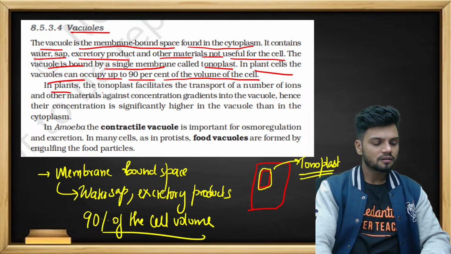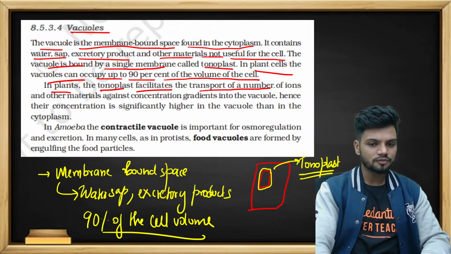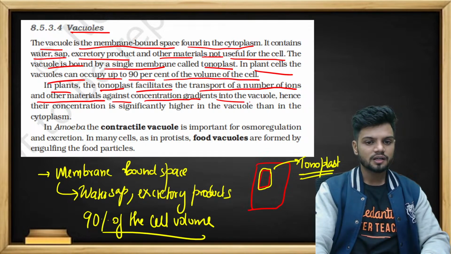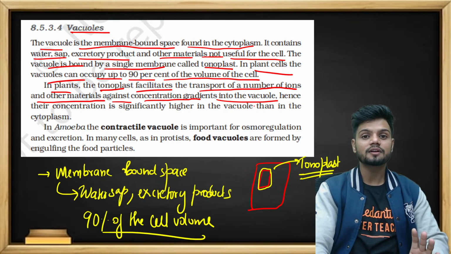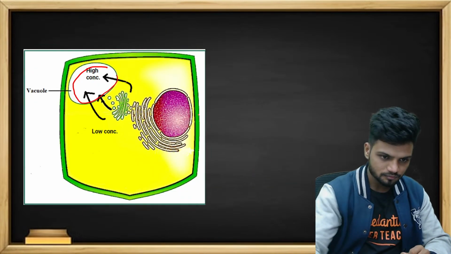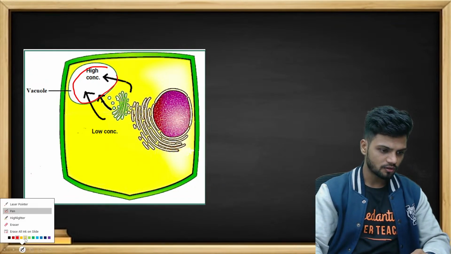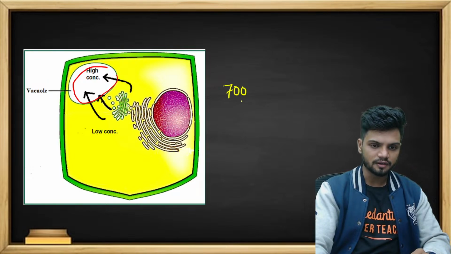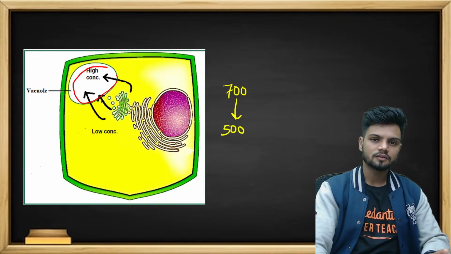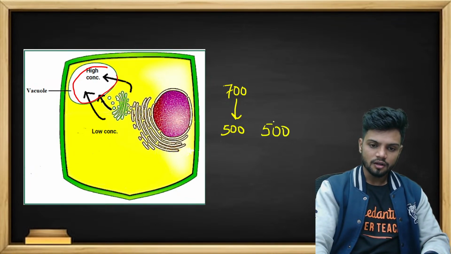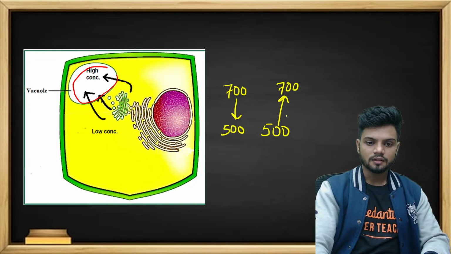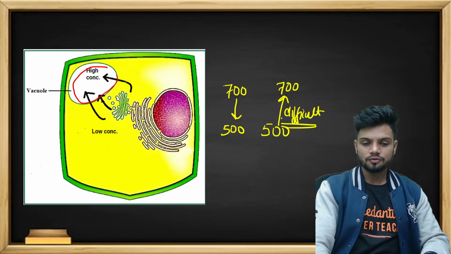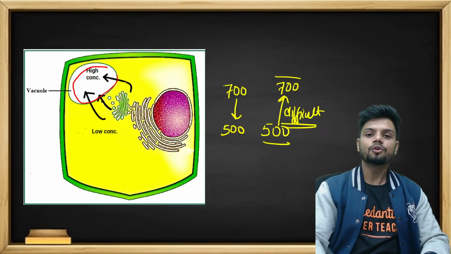In plants, the tonoplast facilitates transport of a number of ions and other materials against the concentration gradient into the vacuole, basically like active transport. Students, remember always in your NEET score, if you're scoring around 700, you can easily drop to 500 if you don't study. But if you're scoring 500 and have to reach 700, that is more difficult, like going against gravity. So if you want to go from 500 to 700, don't you have to work really hard?